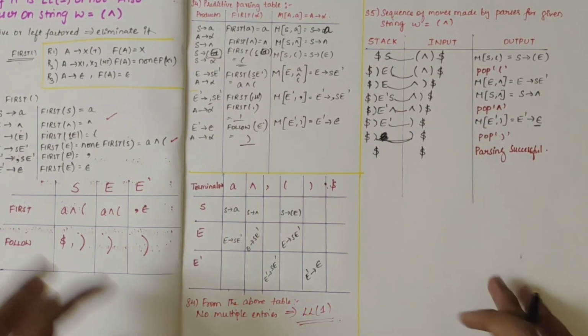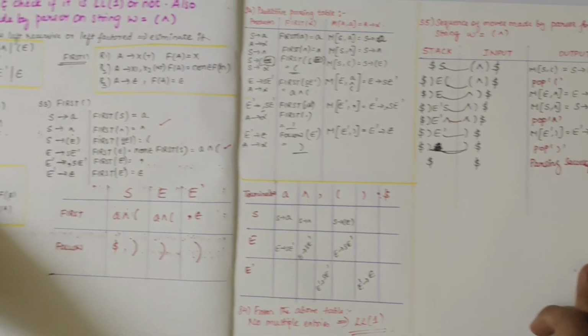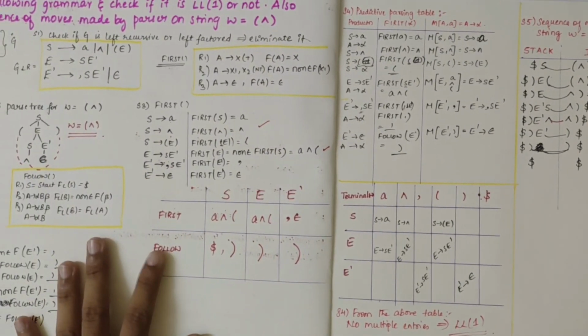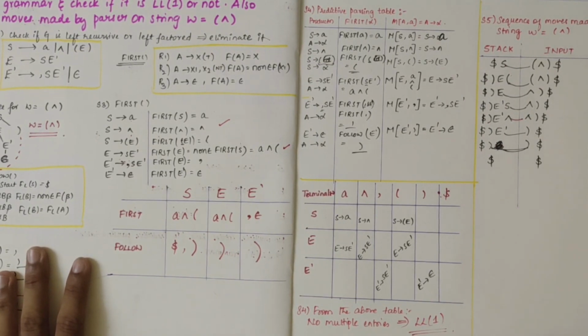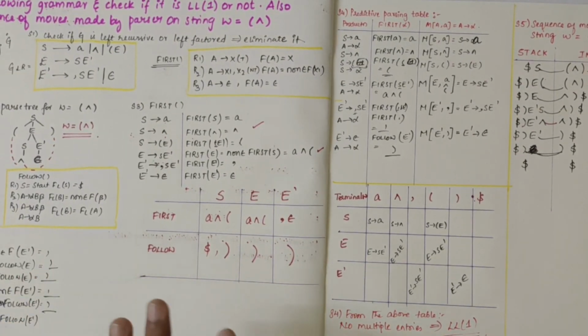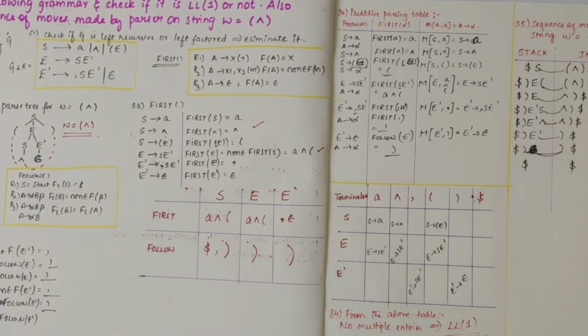So this is how we check if the given grammar is LL1 or not, and we also show the sequence of moves made by the parser on the given string. So I hope you have understood how to solve this question.